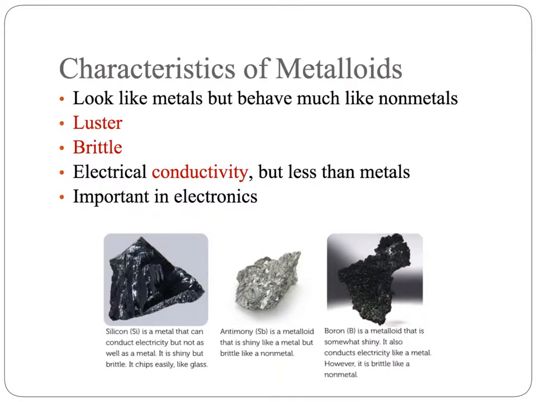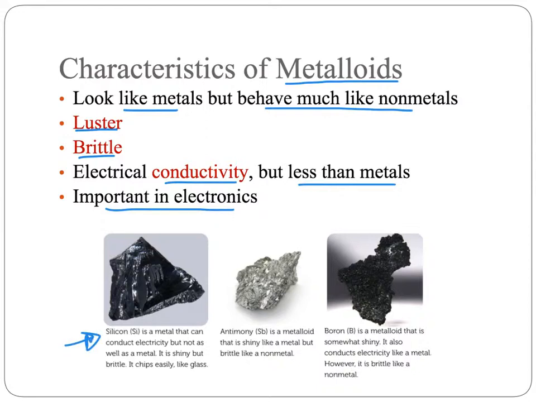That third group along the stair step that is colored orange in this table are the metalloids. They look like metals, but they behave much like nonmetals. In general, metalloids have some luster, but they're brittle. They do conduct electricity, but at a much lower rate than the metals do. Because of that, these metalloids are important components of many of our electronic circuits. I know you've heard about silicon and the silicon chip and how that revolutionized our electronics industry. So several of the elements found along that stair step of metalloids are part of electronics.